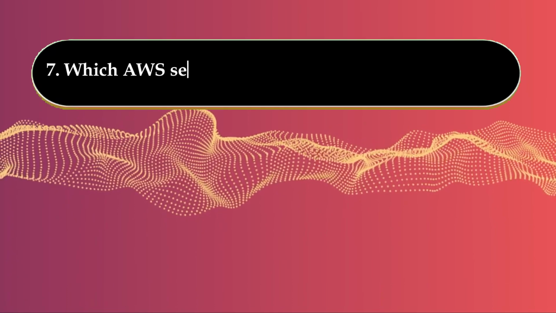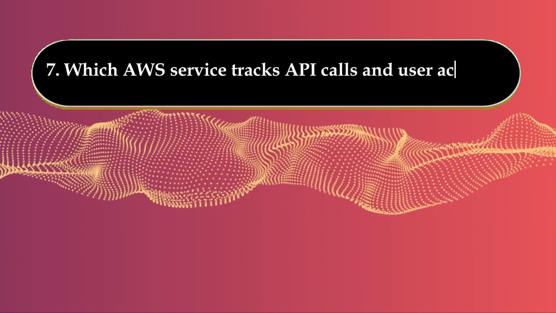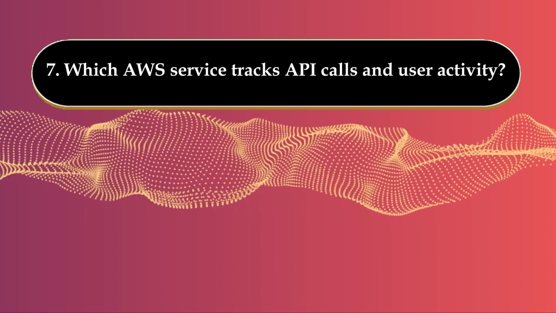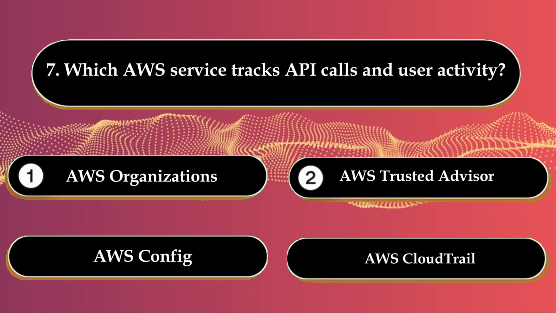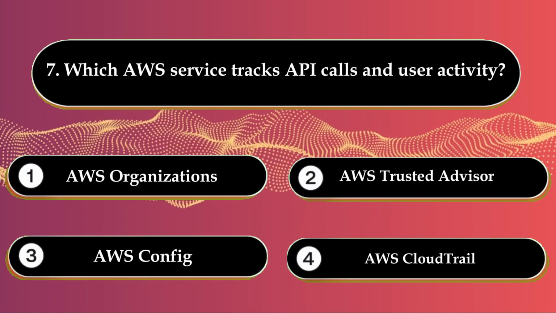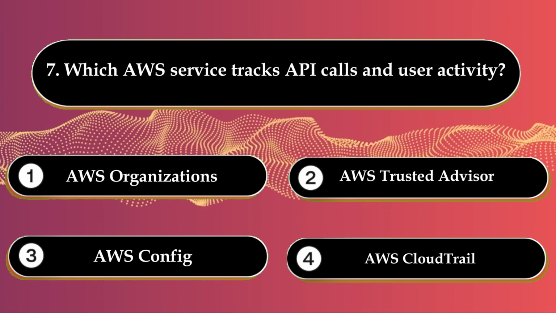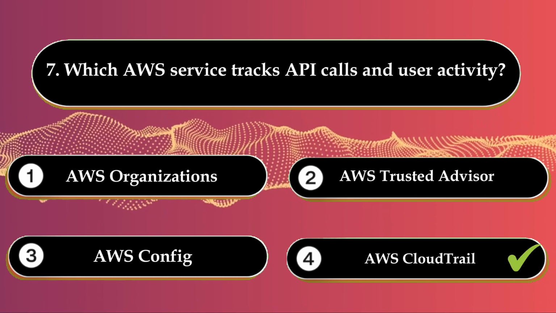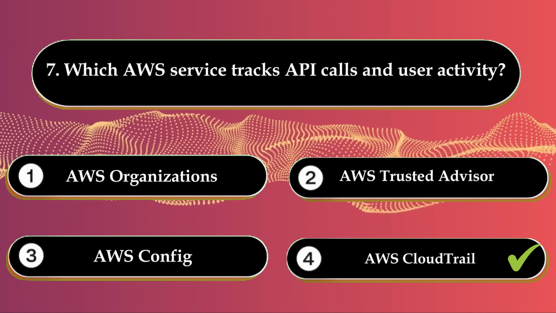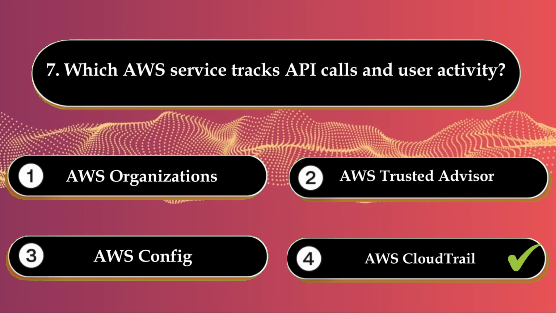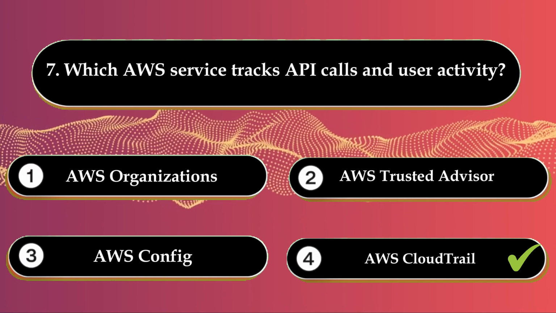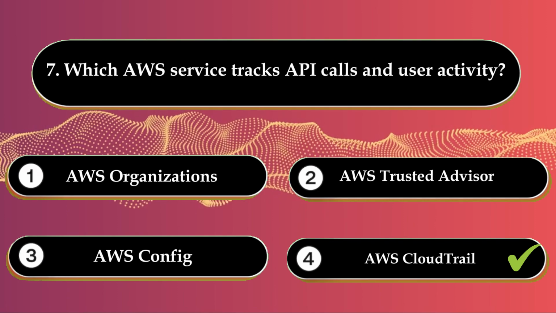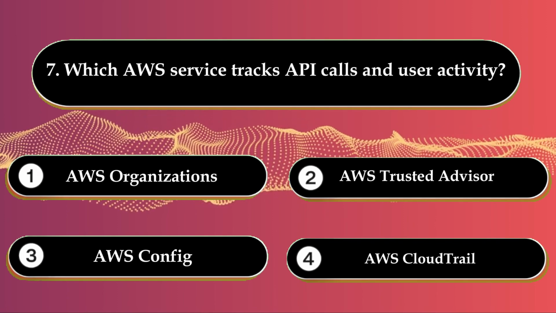7. Which AWS service tracks API calls and user activity? AWS CloudTrail is specifically designed to log and monitor account activity across your AWS infrastructure, including API calls made by users, roles, or AWS services.